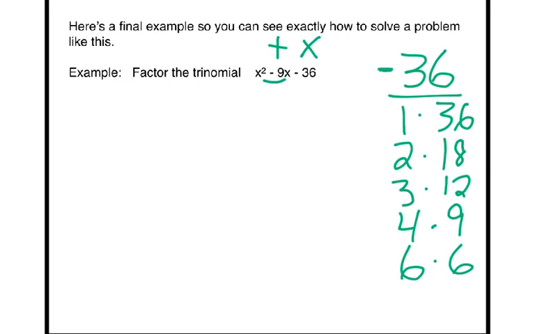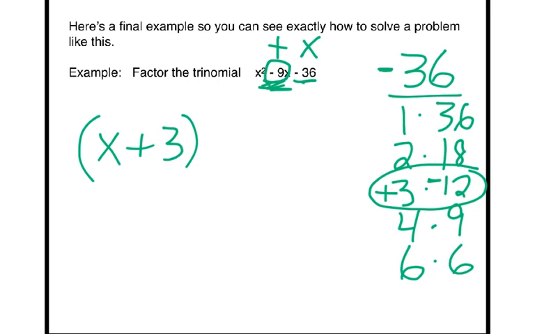The only way to use one of those pairs of numbers where one is positive and one is negative, and they'll add up to make negative 9, would be 3 and 12. The difference between 12 and 3 is 9, and so I'll make the 12 negative and I'll make the 3 positive. And that's my answer. Negative 12 times positive 3 is equal to negative 36, but negative 12 plus 3 is equal to negative 9. Therefore, I can write down my answer, x plus 3 times x minus 12.